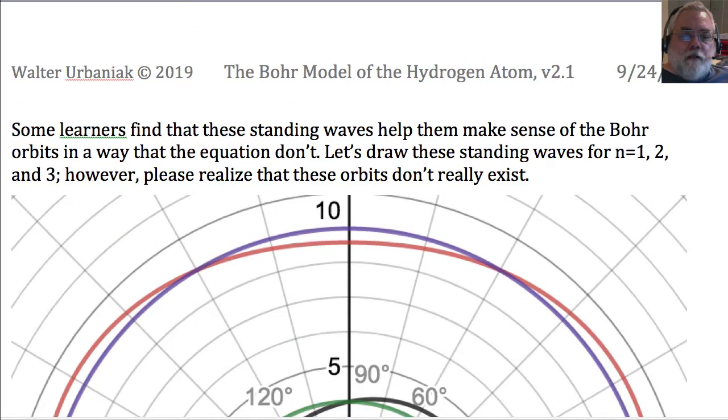Some learners find that these standing waves help them make sense of the Bohr orbits in a way that the equations don't. I'm showing a drawing of the standing waves for values n equals 1, 2, and 3. However, please realize that these orbits don't really exist.